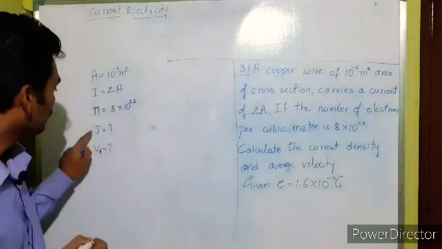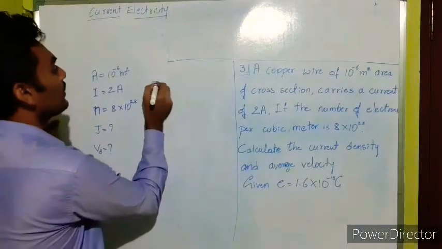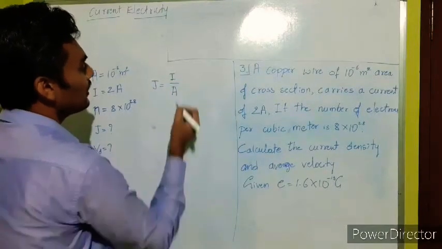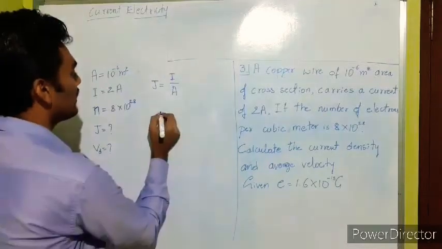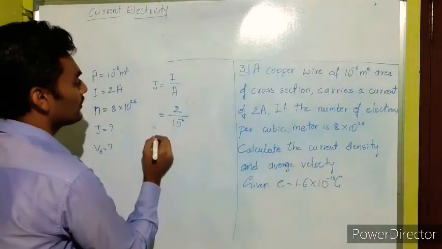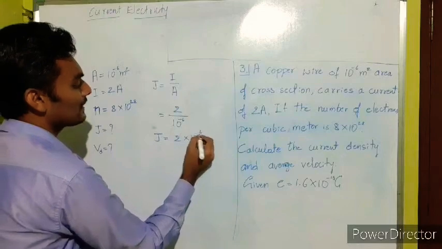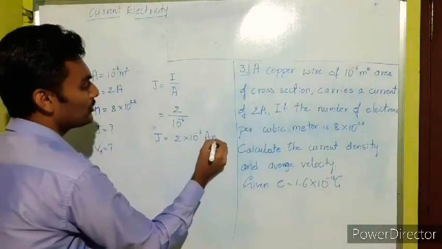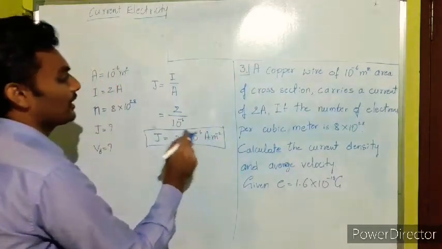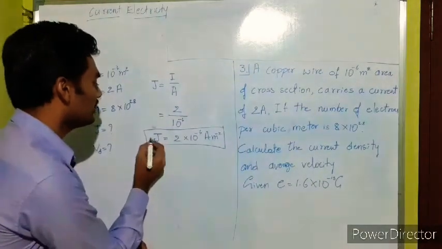Now first let me take J. Quite easy. Current density J, we have solved it in the previous problem. J is equal to I by A. Area of cross section is directly given. Current is also given. 2 divided by 10 to the power of minus 6. So current density J is 2 into 10 to the power of 6 ampere per meter squared. Don't forget to put the units. They carry 1 mark. So this is the value of current density J.